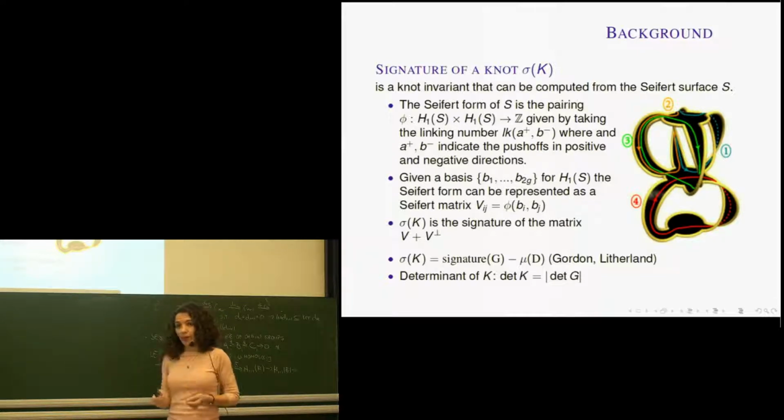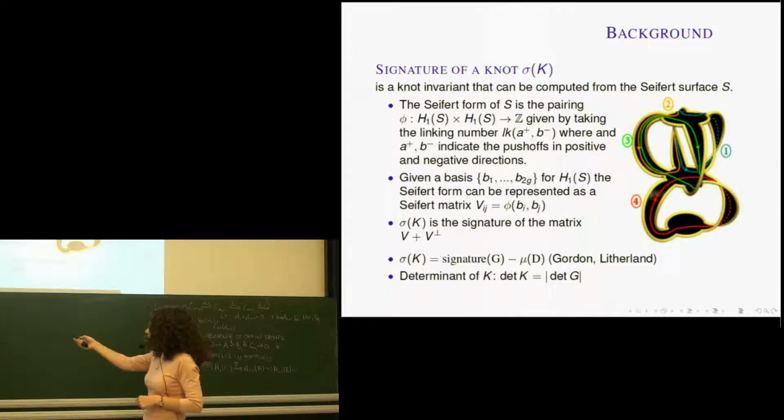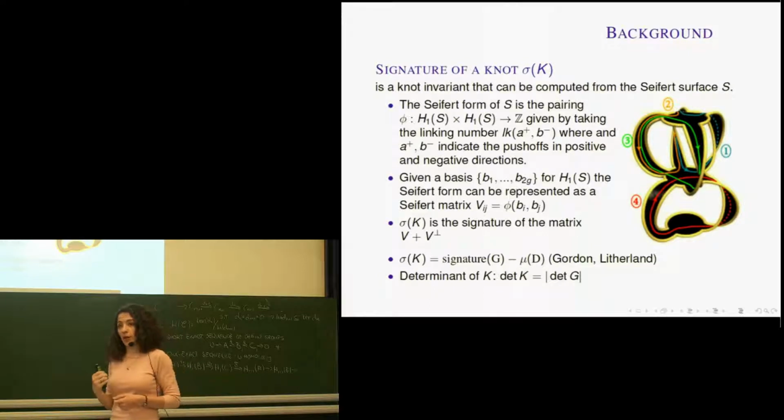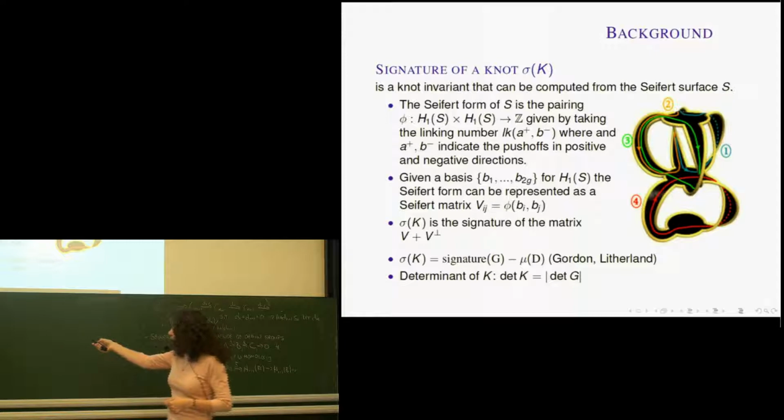That again, I won't define for you, but there's a very beautiful formula by Gordon and Litherland. And in particular, that Goeritz matrix is a matrix. You can compute its determinant. And it turns out that even the determinant of that matrix is a knot invariant. So what I'll define is that the determinant of a knot is actually just the absolute value of the determinant of that matrix.